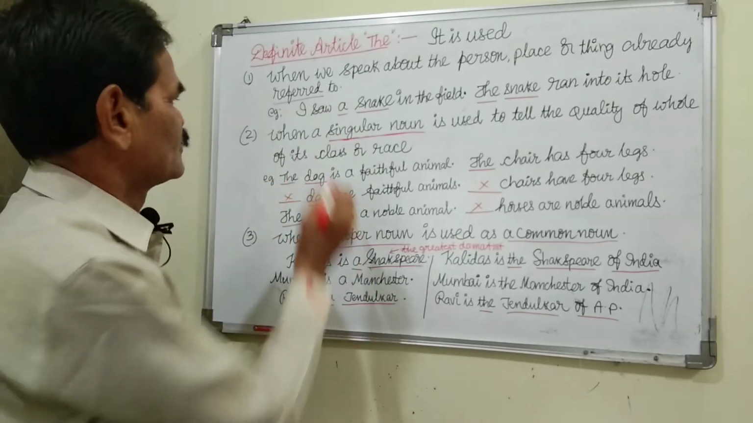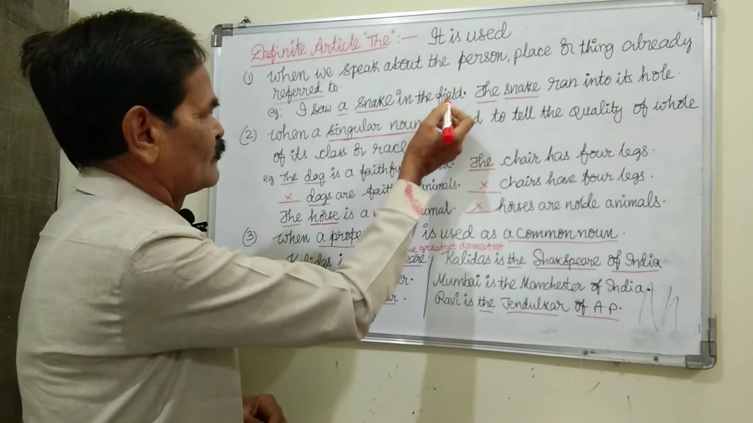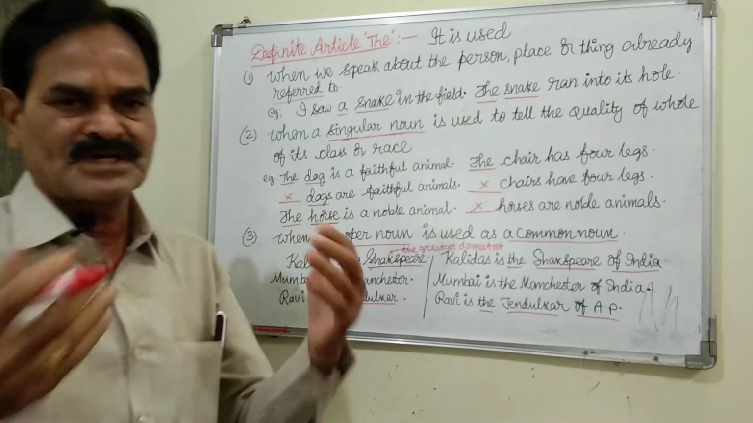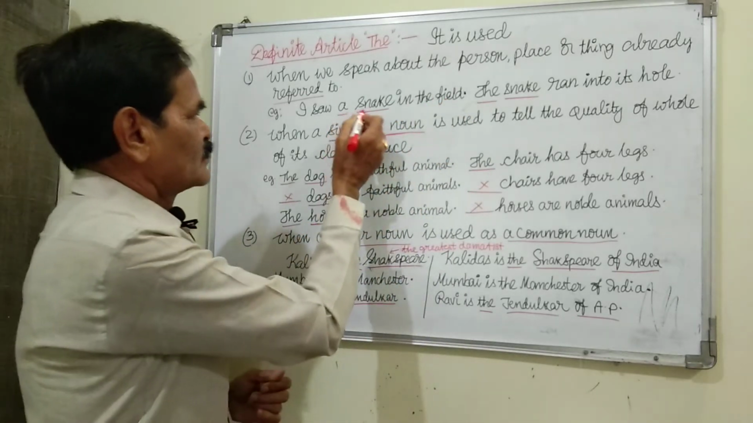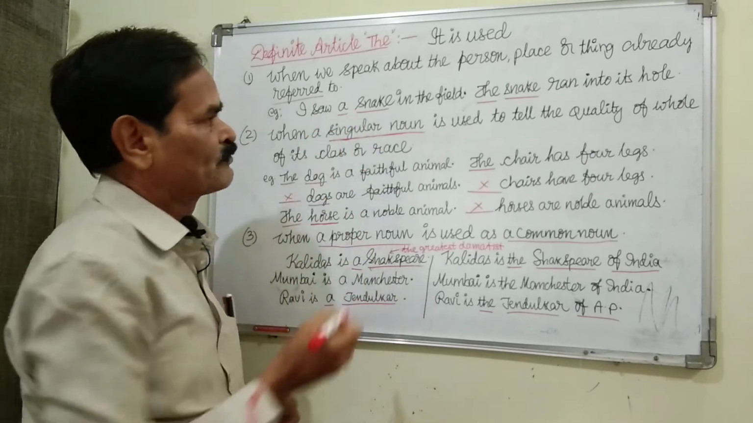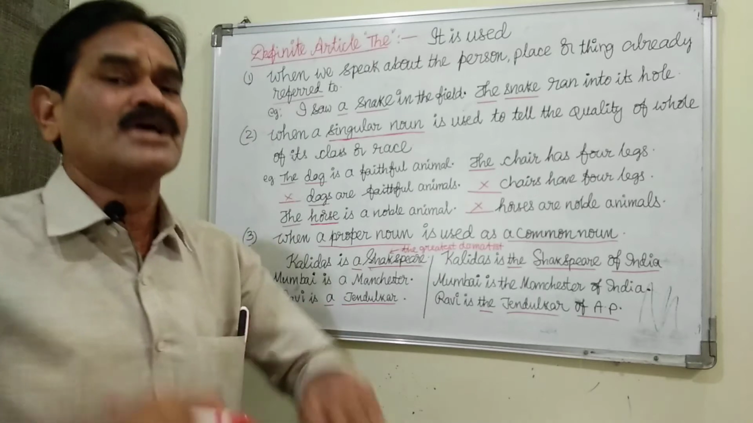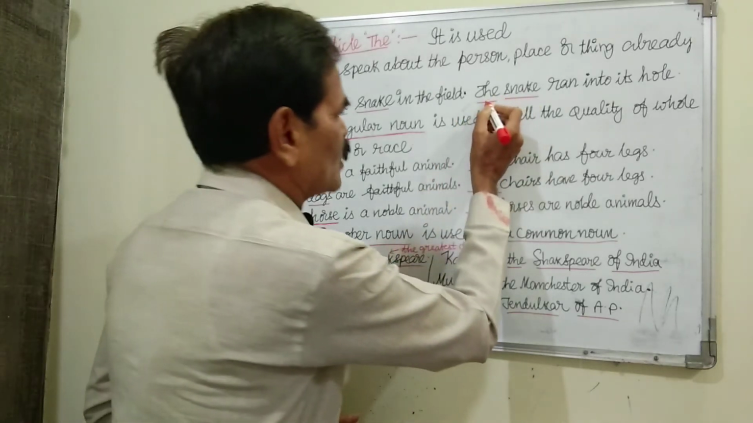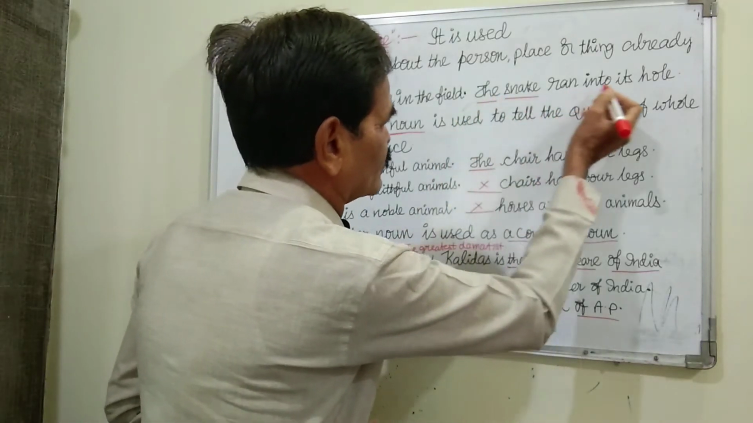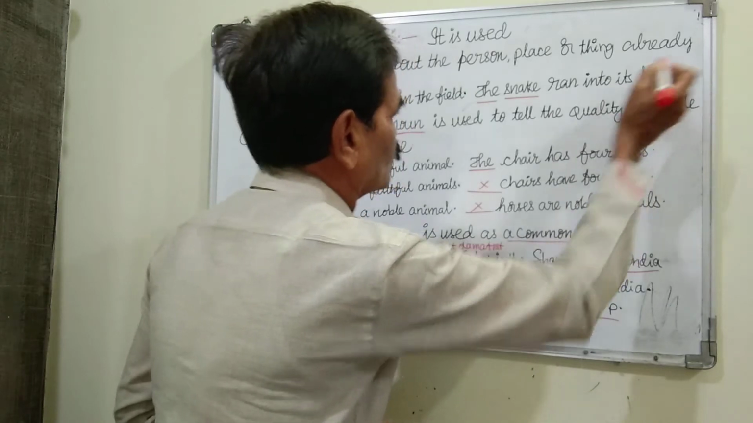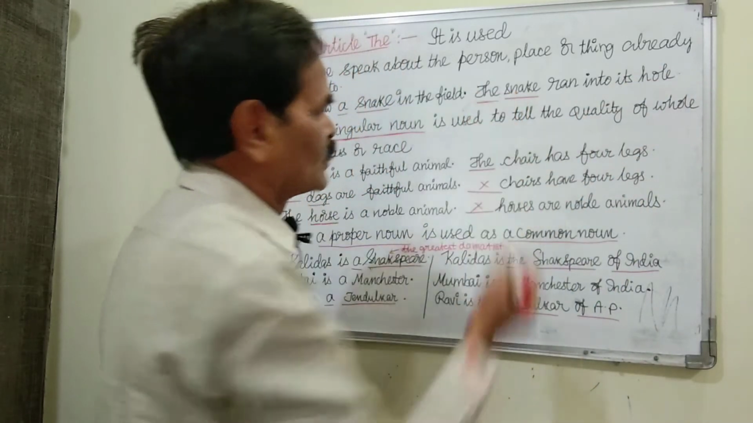For example, I saw a snake in the field. A snake means a certain snake, so we have to use a first of all. Then when we mention the snake again, we should use the: the snake ran into its hole. So here we have used the.